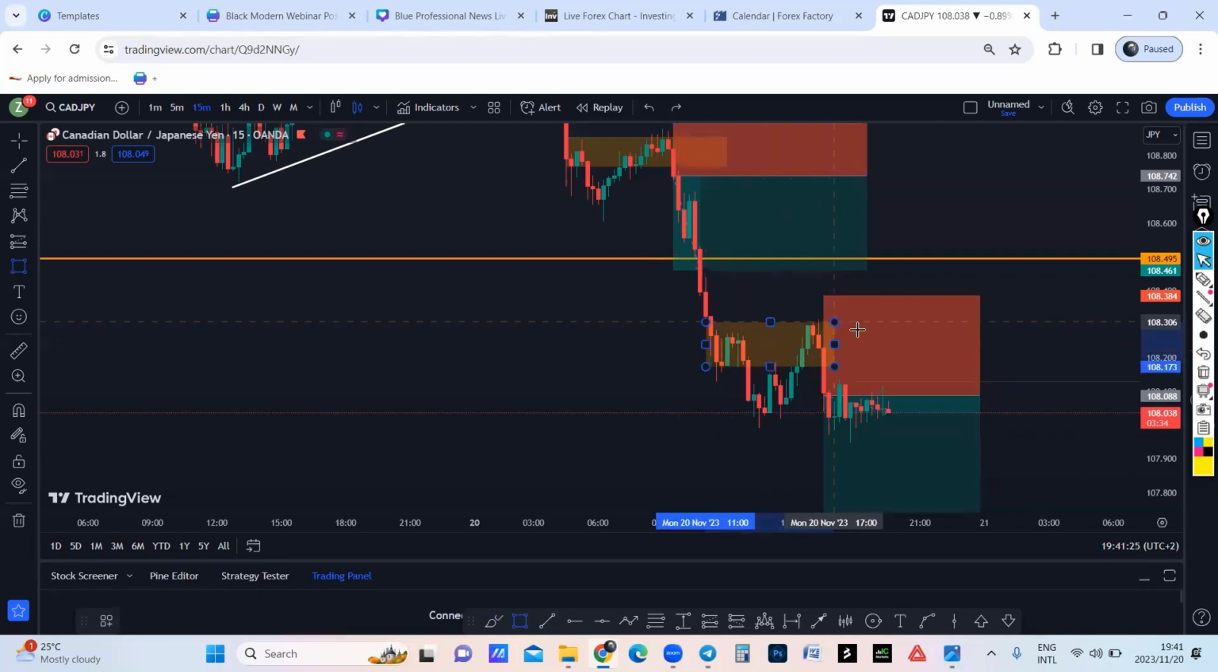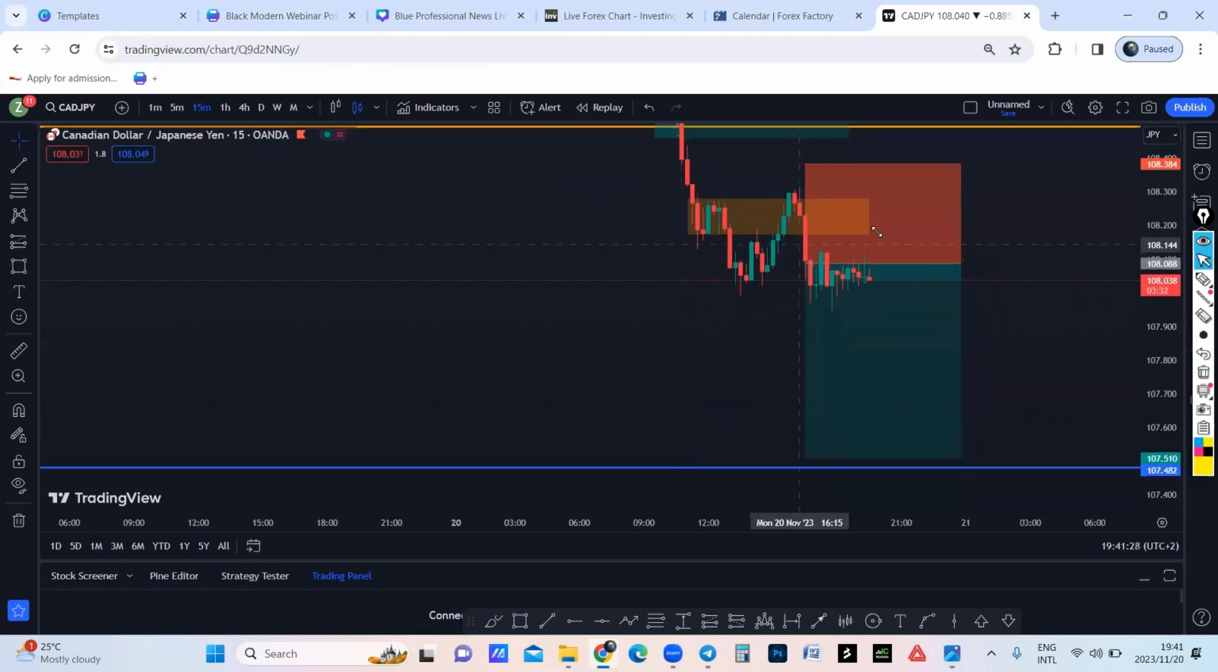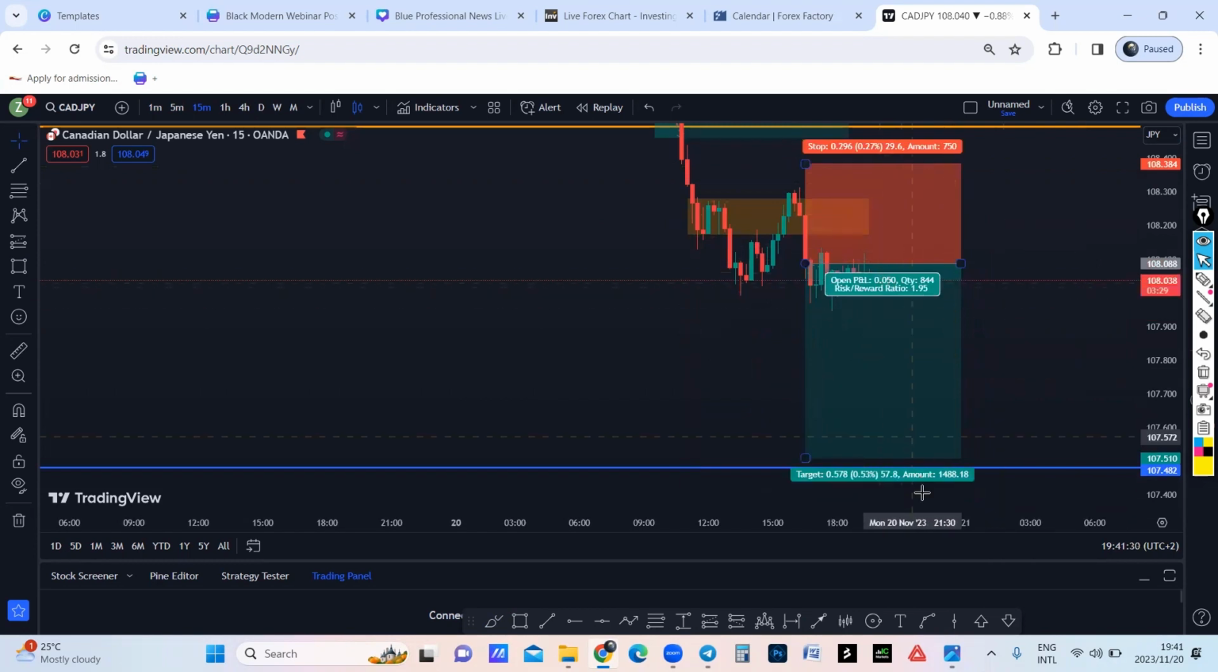This is a running trade. I will update you if it goes up and hits my stop loss, or if it goes down.